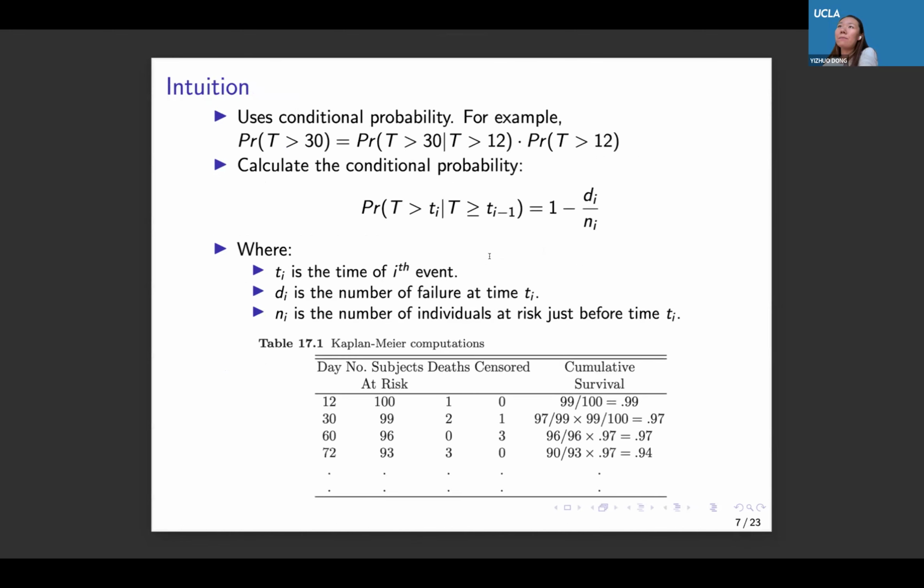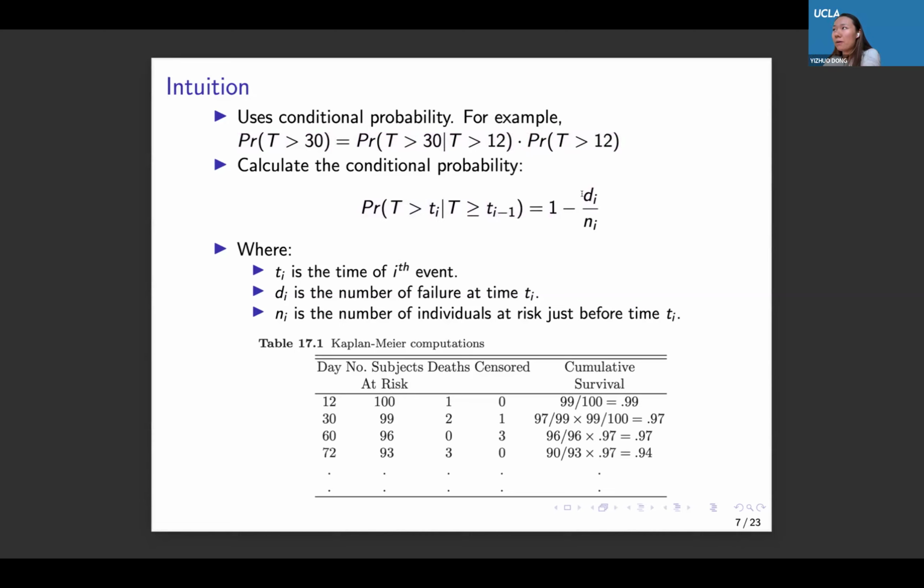So first, we'll introduce some intuition for the KM estimator. It's basically conditional probability. Let's say you want to find the probability of surviving longer than 30 days. You just do it by the definition of conditional probability. You find the conditional probability of surviving longer than 30 days, conditioning on you having survived for 12 days. Then you multiply by the marginal probability. And for the conditional probability, we'll calculate using this formula.